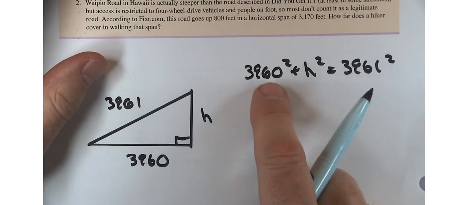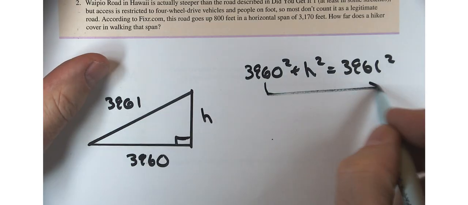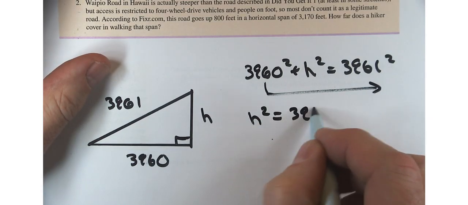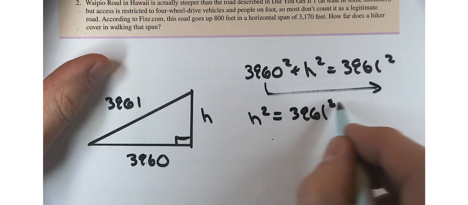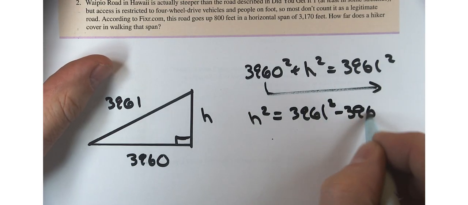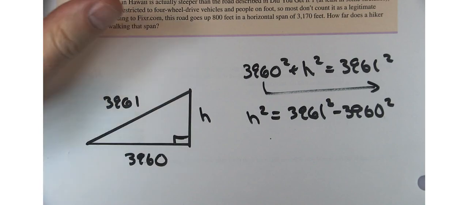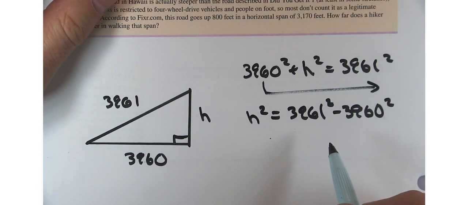Let me start by just moving that to the right-hand side and get h squared equals 3961 squared minus 3960 squared. And if you're curious, you're like, well, why don't you square those out? Well, because then I'd have like a really big number that I'd have to write. It'd be like a 9-digit long number or something like that. So I passed on that.